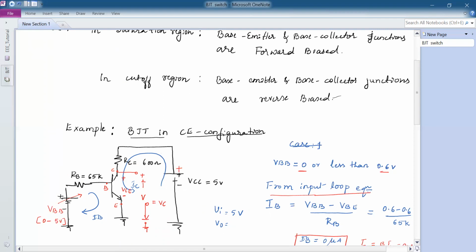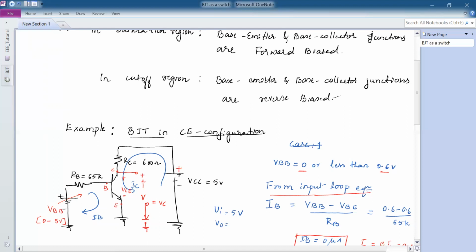An input variable DC supply voltage VBB is connected to the base of the transistor through the RB resistor of 65 kilo ohms, and the input voltage is varied between 0 to 5 volts. At the output side, the supply voltage VCC is connected to the collector of the transistor through the collector resistor of 600 ohms. Now we are finding the output voltages through the input and output loop equations.